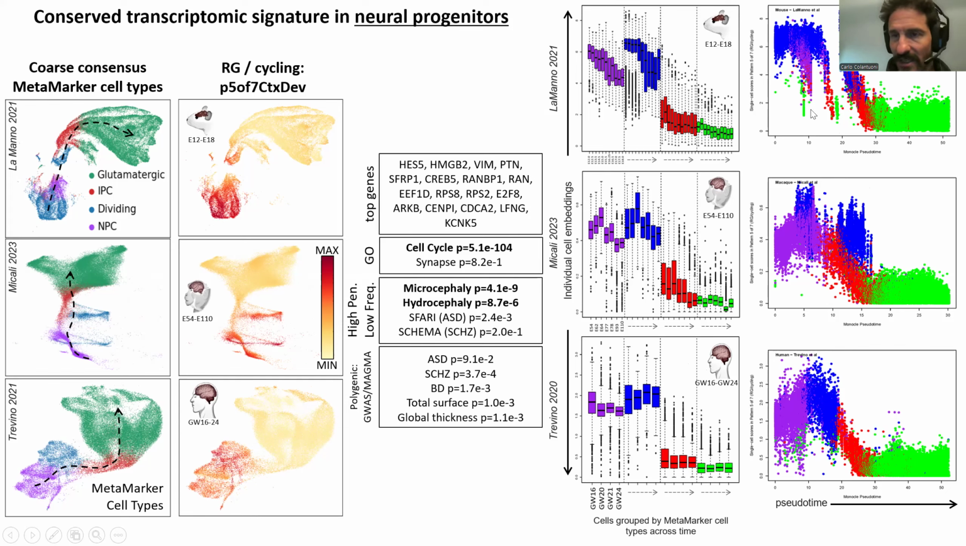And this is the same kind of thing painted on top of pseudotime here. So this radial glial signature is very high, very early, and especially in the dividing cells, and then really comes down through the IPC stage and is low in neurons.